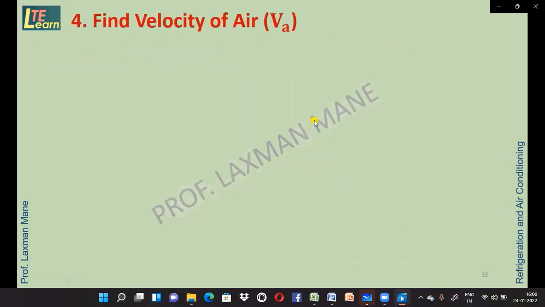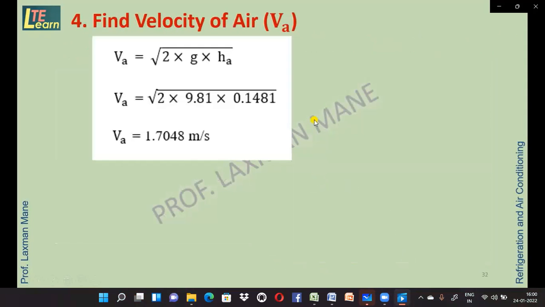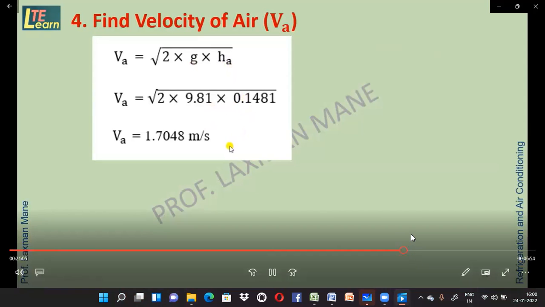Velocity of air which is passing through the duct can be obtained by using the formula V is equal to square root of 2gh. So this is VA is equal to square root of 2gHA. Value of HA putting here and calculation, we find the value in meter per second, that is velocity of air.